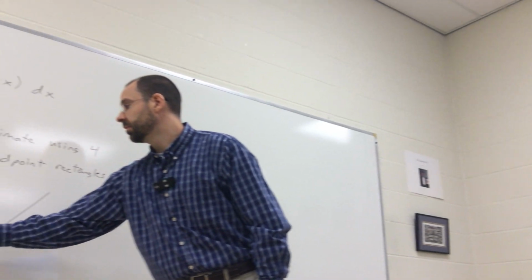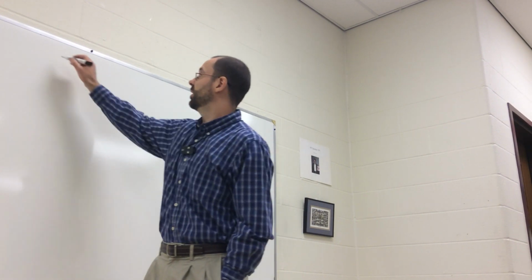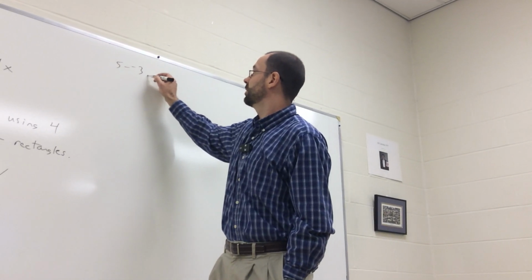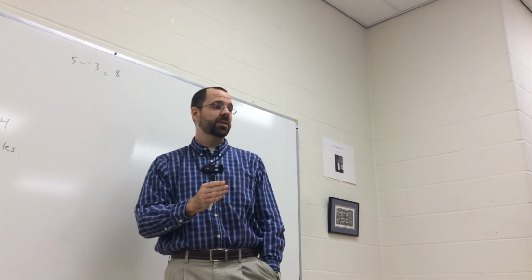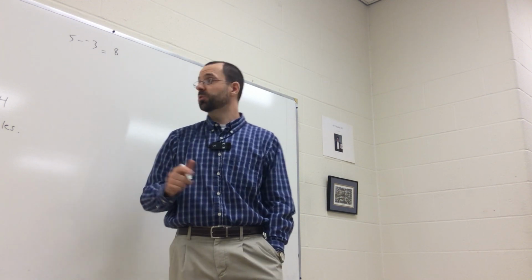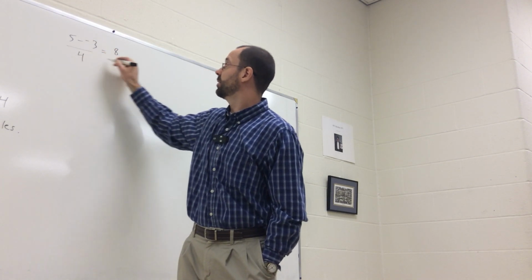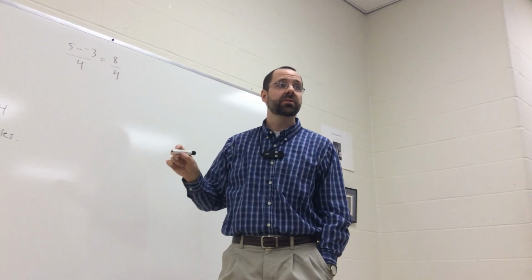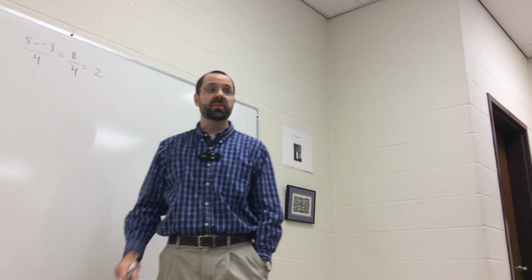Okay, so we're supposed to be going from -3 to 5. So that's covering a total space of 8, right? If you go from -3 to 5, the width covered is 8. And we're supposed to be using 4 rectangles, so we need to divvy that 8 up into 4 parts. So the width of each rectangle is going to be 2.